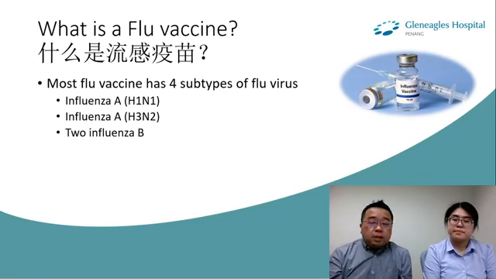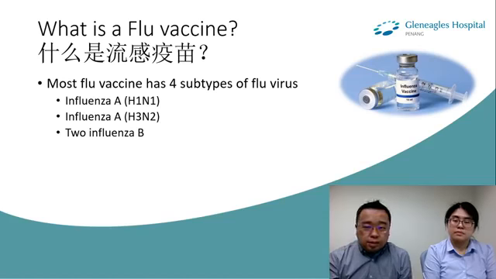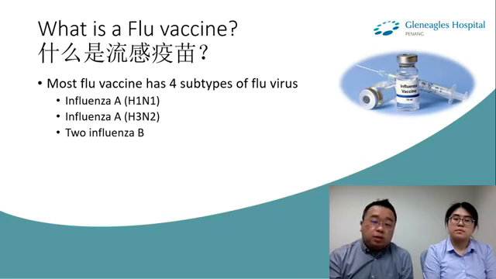The flu vaccine pretty much contains strains of flu. Part of it is to help you boost your immune system to protect you from getting flu. There are various types of flu vaccine in the market, but in general, most of the flu vaccines nowadays have 4 types of flu virus in them, or 4 subtypes we call it. Usually they have 2 types of influenza A and 2 types of influenza B virus.